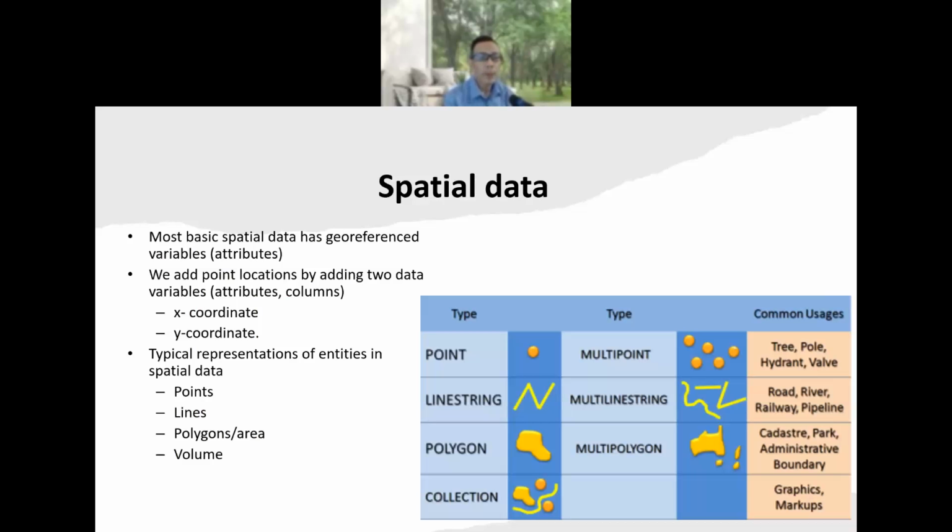So, if you have points for dengue, points for HFMD, points for leptospirosis in the same map, then you can call that multi-points data. If we have data for roads, for rivers, for railway tracks in the same map, we call that multi-string data, right?